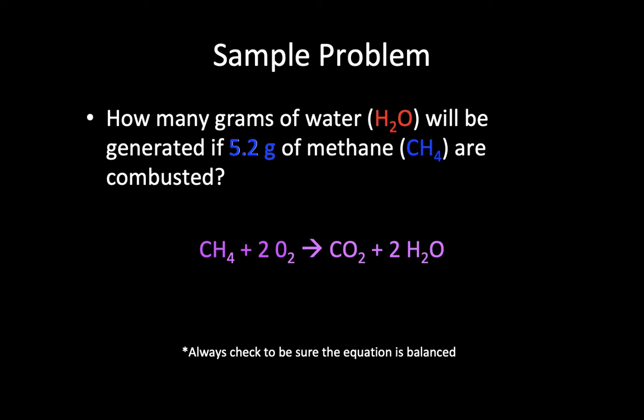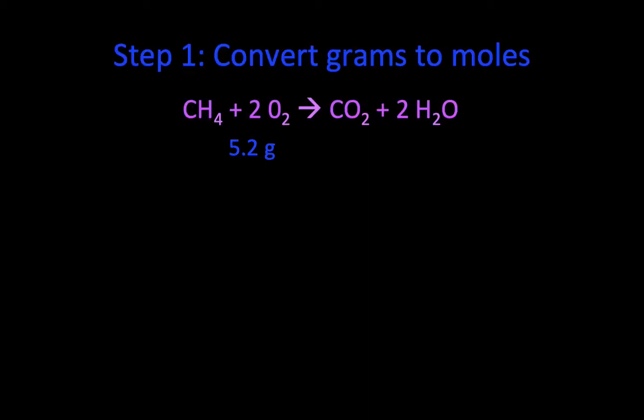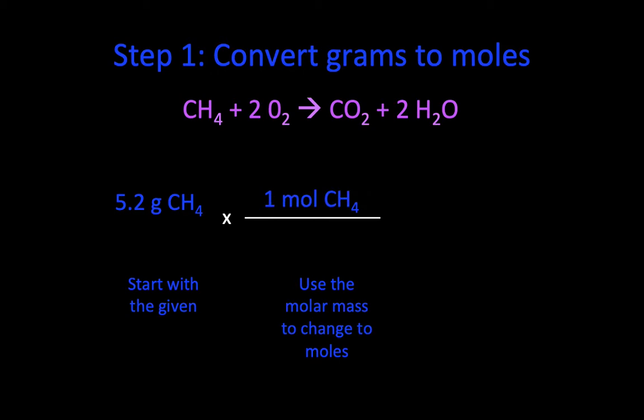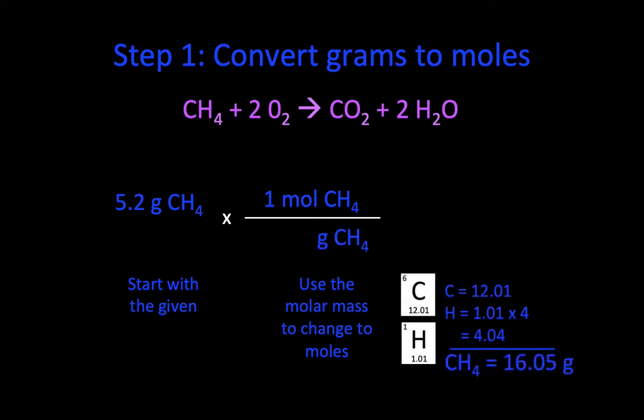We're going to start with our given, which we said was 5.2 grams of methane. And we're going to use the molar mass to change from grams of methane into moles of methane. Remember that when we do this, we want to be sure that we're putting what we're looking for on top and what we're wanting to cancel out on the bottom. In this case, we're going to have moles on top. And 1 mole of methane is equal to a certain number of grams. We find that number by looking at the periodic table.